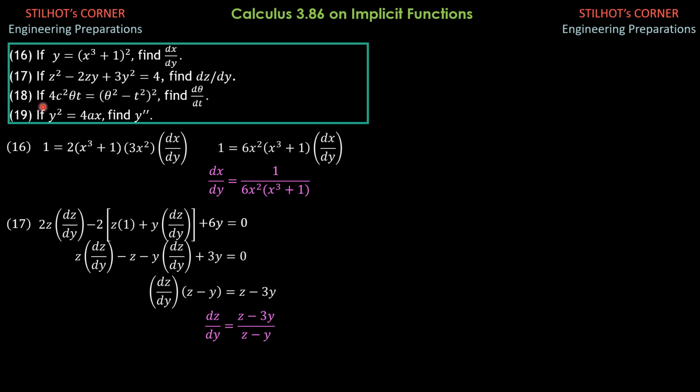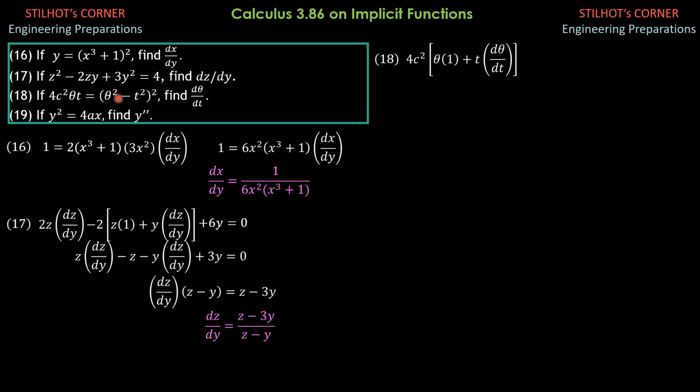Number 18, if 4c squared theta times t is equal to quantity theta squared minus t squared, then find d theta/dt. c is a constant here. So we have 4c squared, derivative of theta times t, derivative of product, which is theta times 1 plus t times d theta/dt. So 4c squared times quantity theta times 1 plus t d theta/dt. So that's the derivative at the left.